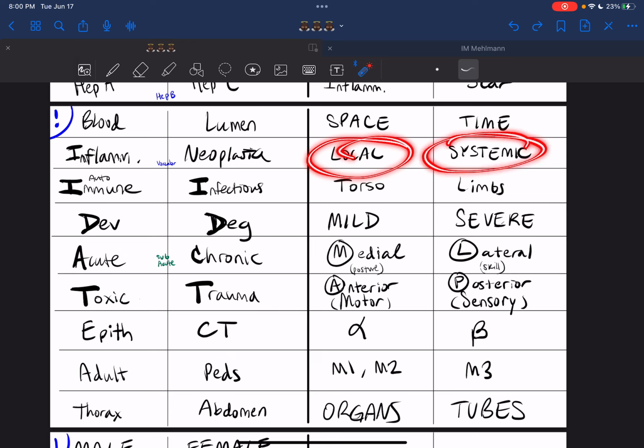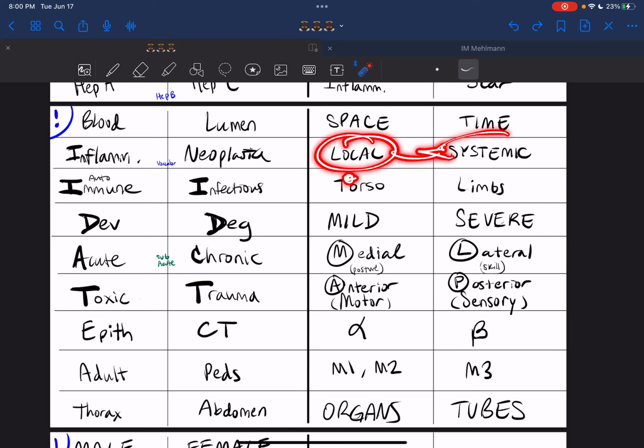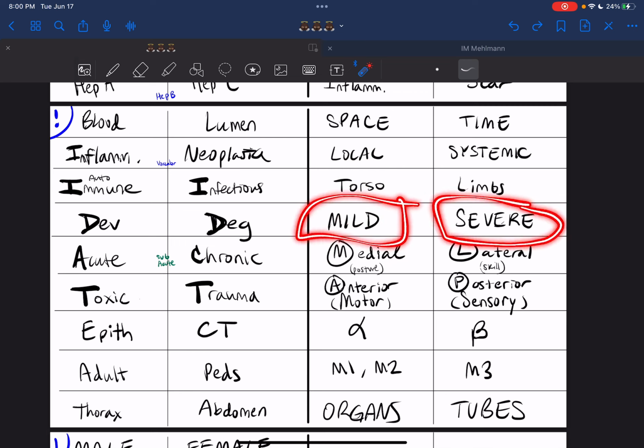Local versus systemic, that's space. That's another really big concept in medicine and test questions. Is this thing local or systemic? Is it one area or is it spreading everywhere? Focal versus generalized, same thing. Torso versus limbs, like I was saying. The main part of your body versus these other little things. Mild versus severe. That's a big thing too to help contrast things.